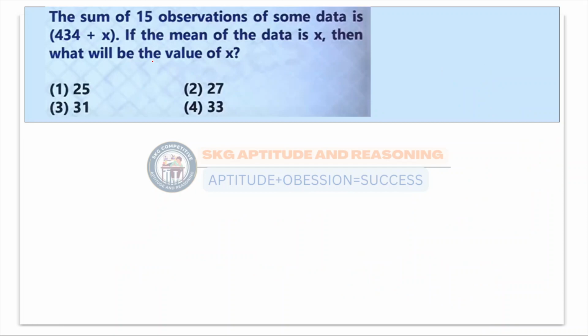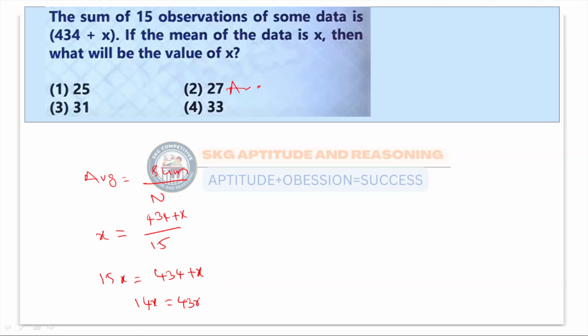Let's go for the next question here. Okay, this will be the question under the averages topic. What will be the formula for averages? Sum of observations divided by the total number of observations. So what he gave, there are 15 observations, and for those 15 observations, the sum is 434 plus x, and that average will be equal to x. So 15x will be 434 plus x. 14x will be equal to 434. The calculation here, 14 threes and 14 x will be 31. So the average, or the mean, of all observations will be 31.